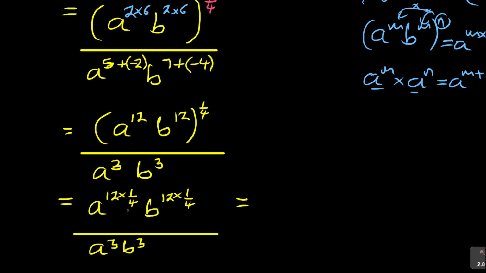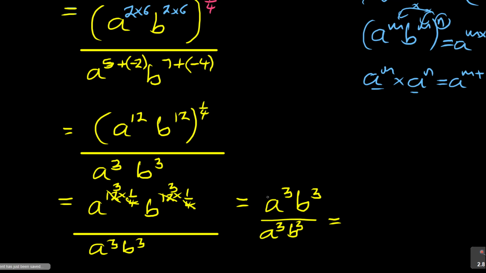Then you can now simplify this to say 12 divided by 4 is 3, and there is 3. So what do you have? You have a to the power of 3, b to the power of 3 over a to the power of 3, b to the power of 3, which is equal to, you can literally cancel out. The top cancels the bottom, which is 1 over 1. The answer is simply 1. You're seeing that? So that is the first part there.